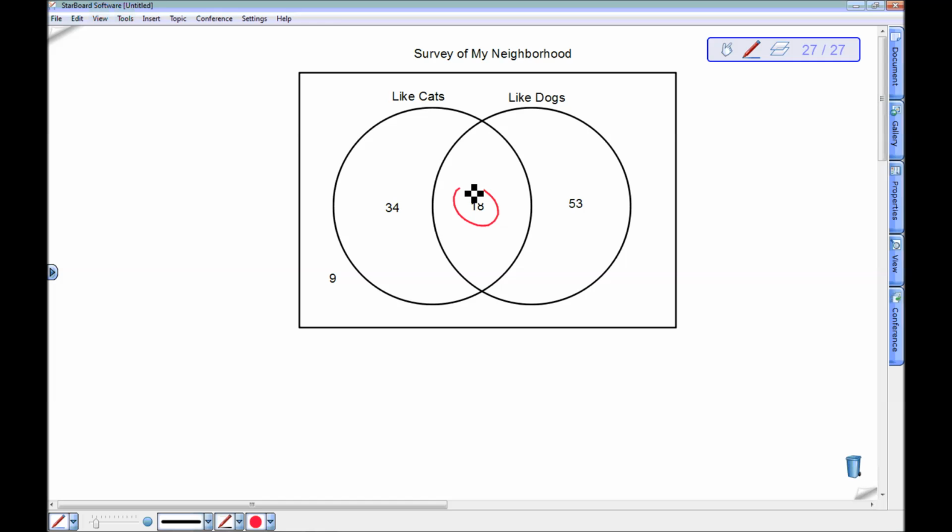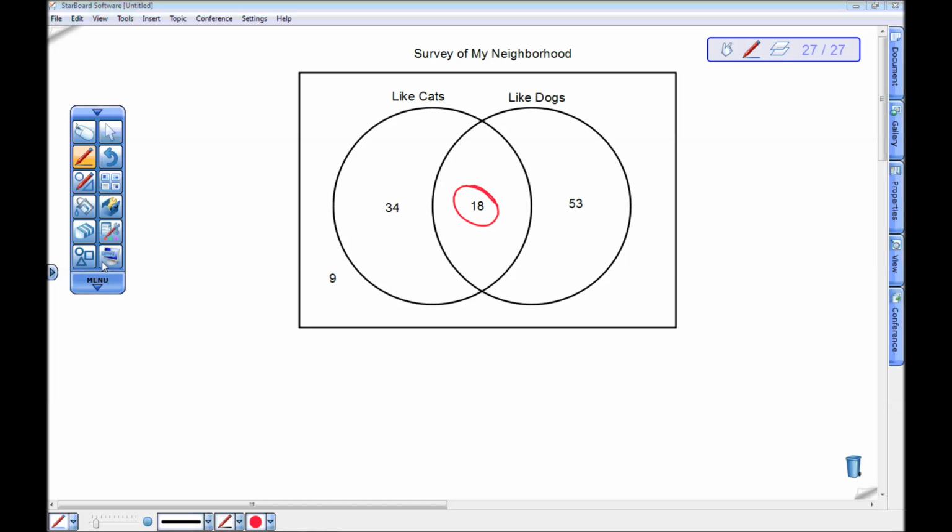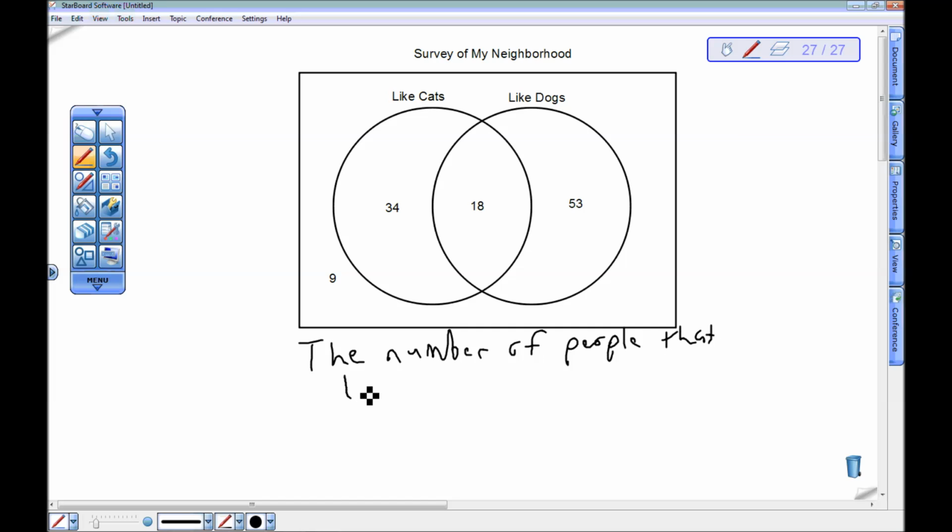Let's start with this 18. What does this 18 mean? Well, that 18 is in the middle. That means that those people liked cats and they liked dogs, right? So the number of people that liked cats and dogs is the number of people in that intersection of the like cats and like dogs circle. So 18, right? 18 people liked cats and dogs.